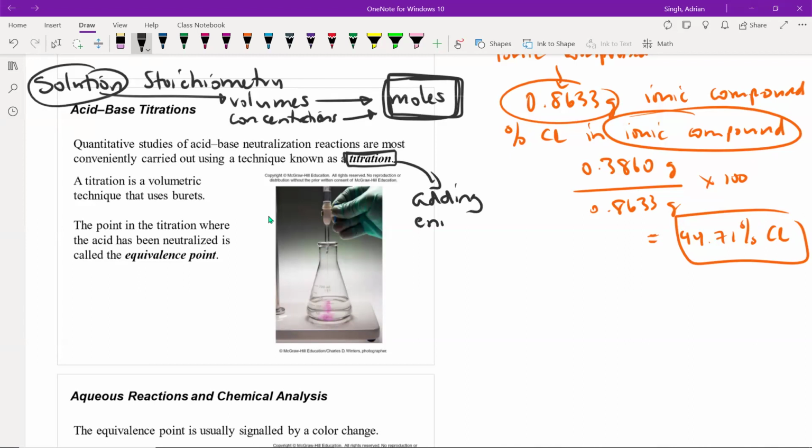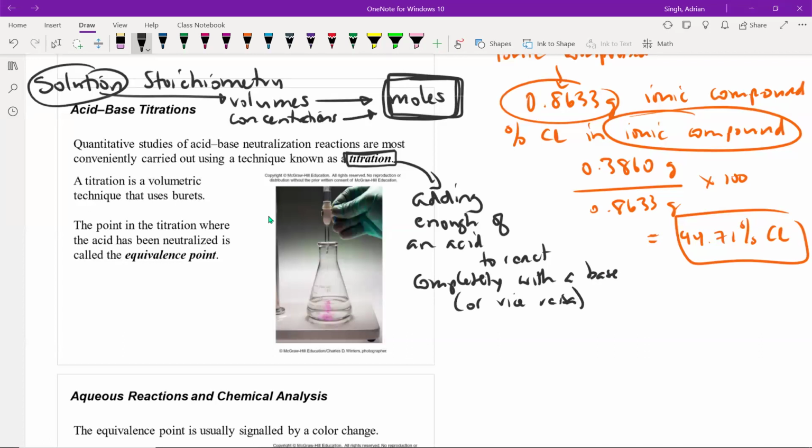So adding enough, or sufficient, of an acid or base to react with, well, let's just say adding enough of an acid to react completely with a base, and then we'll say, or vice versa. You can add just enough of a base to react completely with an acid.